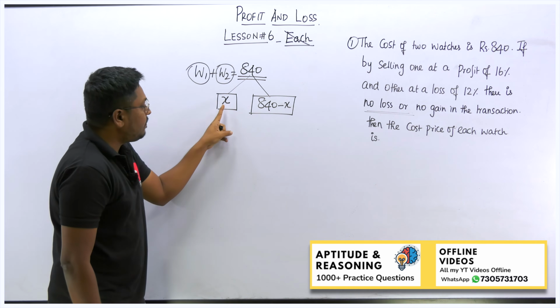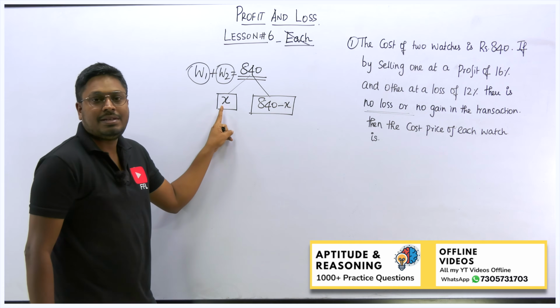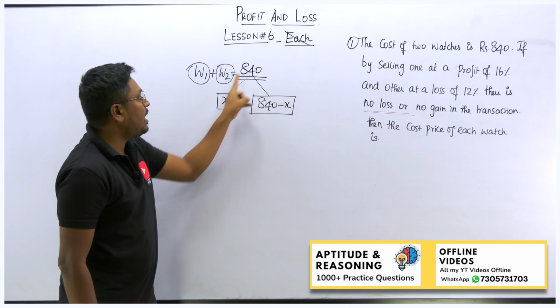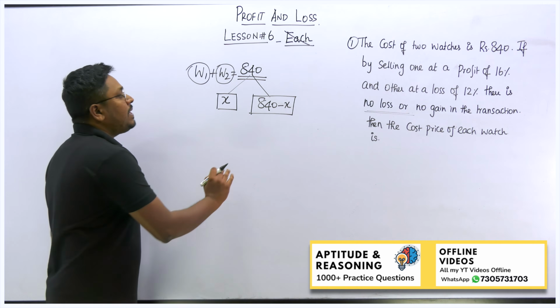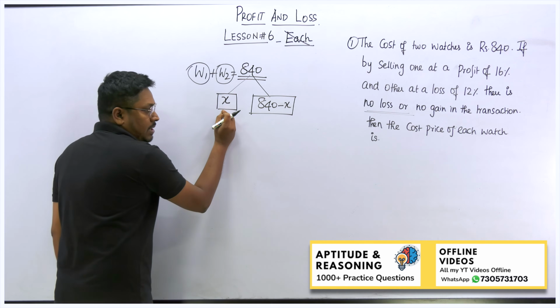So similarly, if we keep the cost price of the first watch as X, then the second watch will be 840 minus X. So friends, understood? So now what we need to do is find the clue. Now get into the clue.